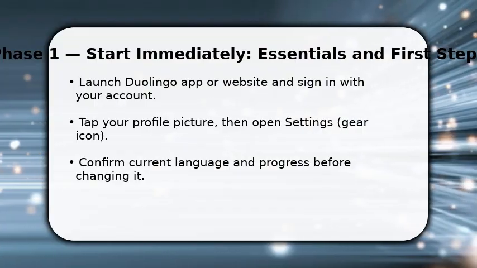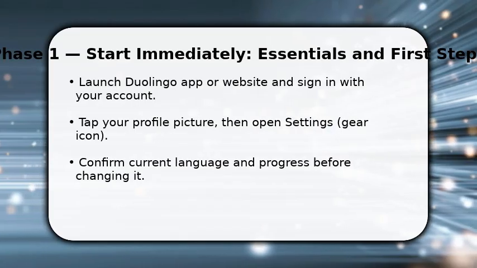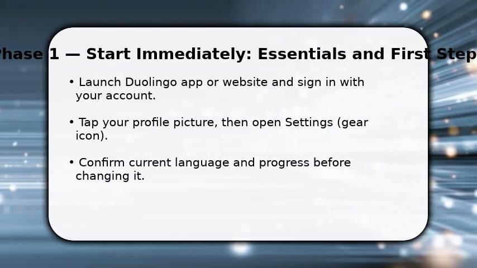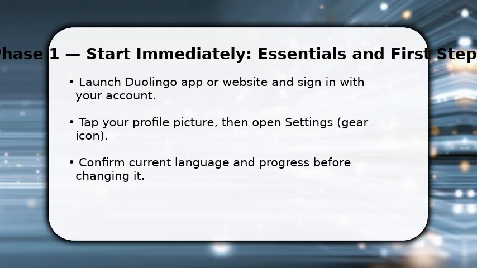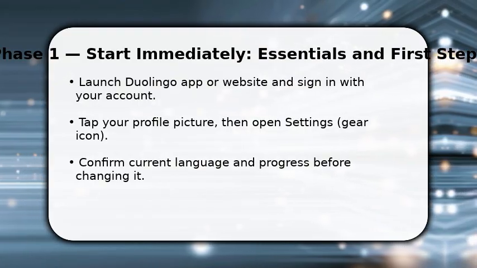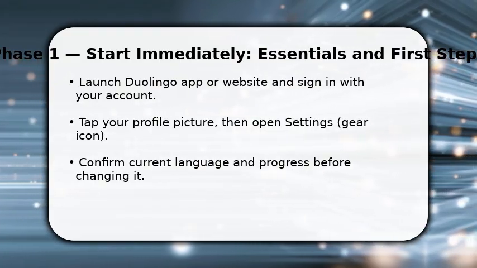You start by opening Duolingo and signing in so your data is accessible. This prevents accidental course loss. Once done, tap your profile picture, then the gear icon to open settings.